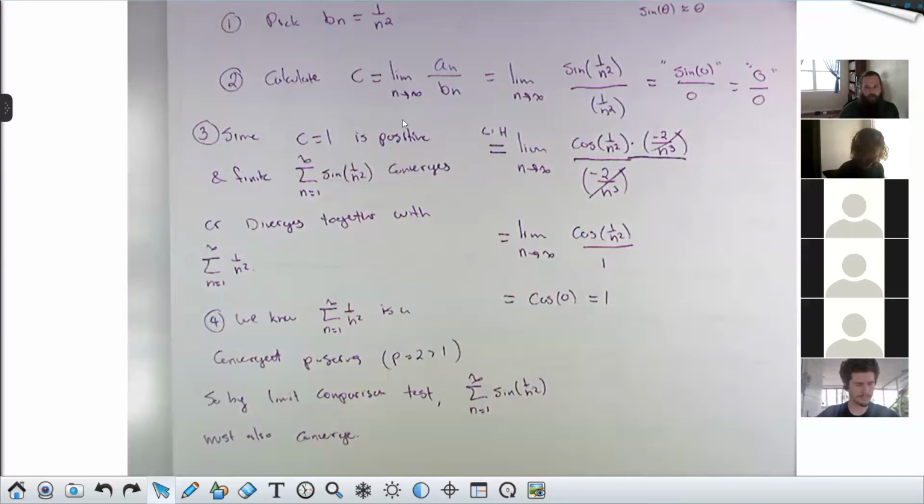And then if you get a non-useful result out of this limit, then you need to start back over and try something else for bn. There was the question earlier, what if we'd chosen bn to be 1 over n instead of 1 over n squared? In that case, this limit would have come out to 0. And we would go, oh no, I need to start over with a different choice of bn. If I'd chosen bn to be 1 over n cubed or something like that, then the limit would have come out to infinity. And again, I'd have to come over and choose a different bn.